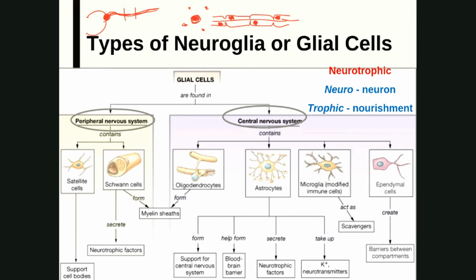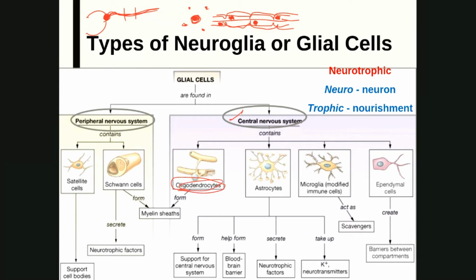In the central nervous system, the oligodendrocytes are present. They are also present in the peripheral nervous system. They are the myelin sheath producing cells. So this is the myelin sheath. The myelin sheath is covering the axon. These myelin sheaths are produced by the oligodendrocytes.